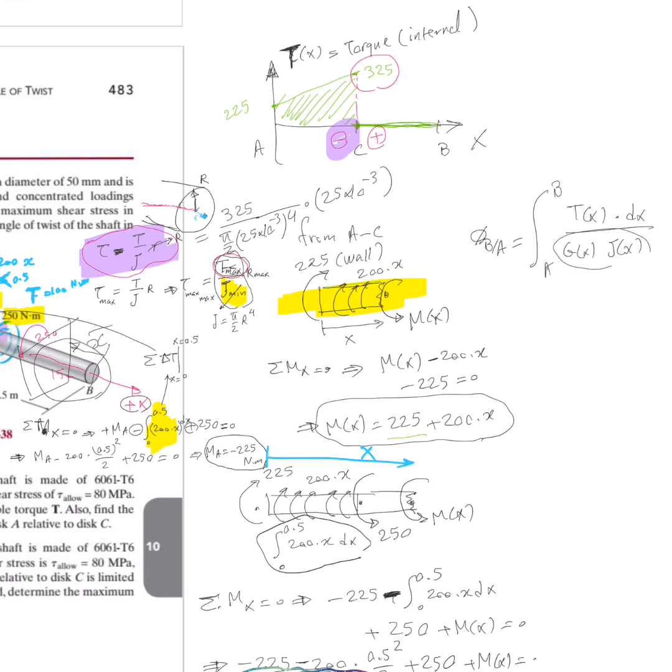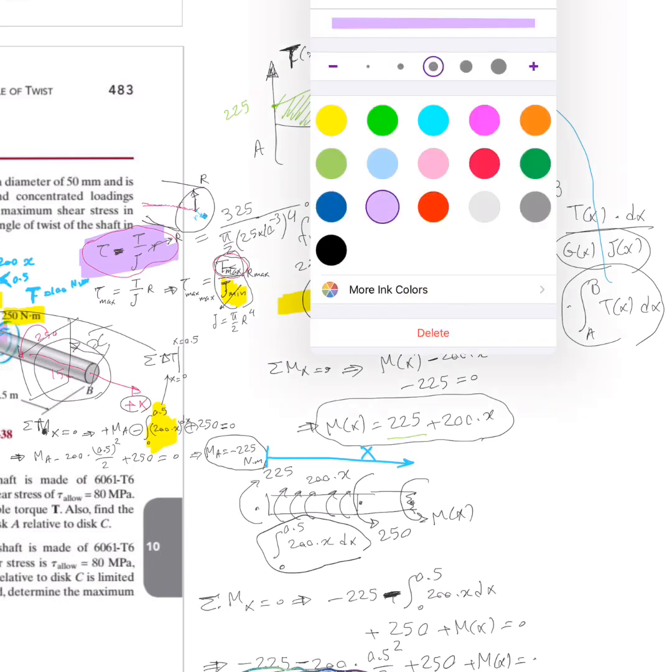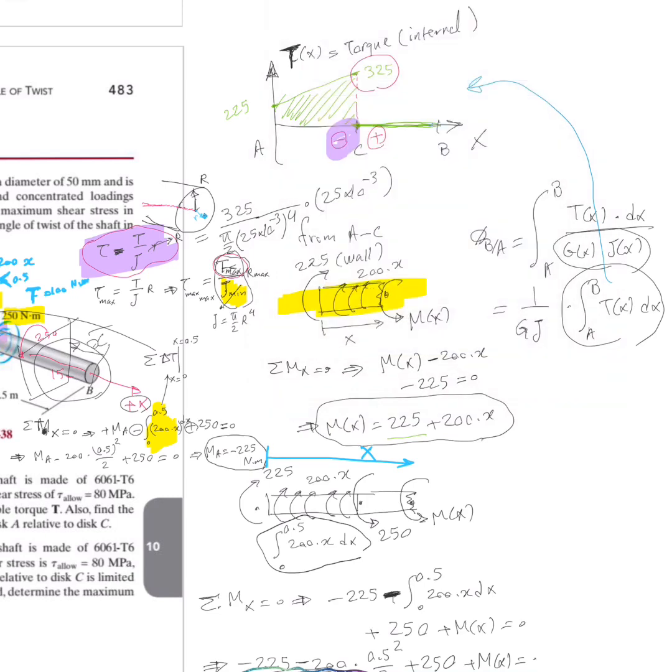Good news is these two are constant, right? Take it out. 1 over G times J, which you already know the values, integral from A to B dx. And now all you need to do, what is that? Tell me what this thing is. This thing is the integral of the torque diagram versus x, which means the area under this curve. Let me show that area with another highlighter. Maybe pink. So this is this area.